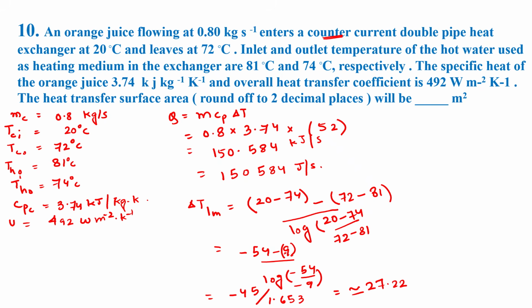Now we'll just put this all in the area formula, that is A is equal to Q by U into delta T lm. Q we have calculated 150,584, U is 492, and delta T lm we calculated is 27.22, which is equal to 11.2 meter square. Hence our answer is 11.2 meter square.